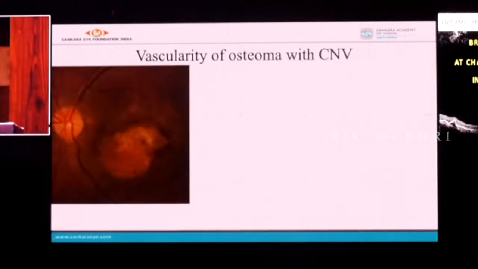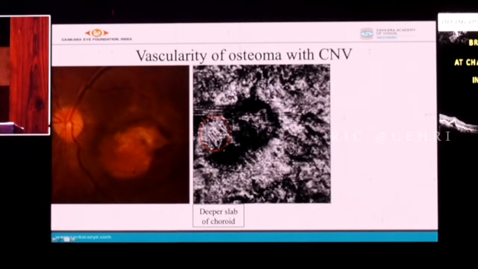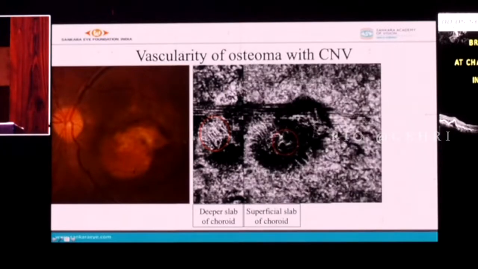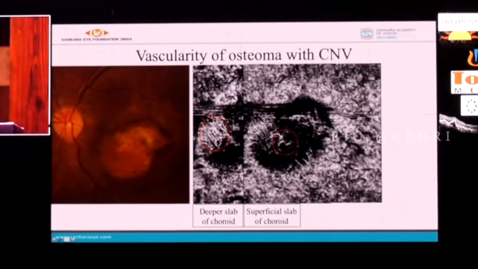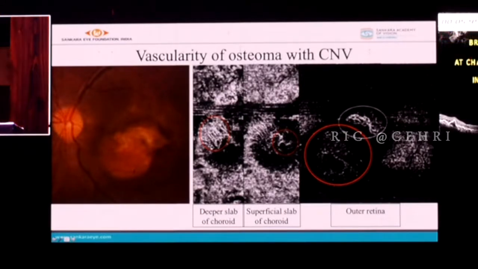Let's look at the osteoma with the choroidal neovascular membrane. So this gives us much more insight as compared to a fluorescein angiogram. So this is the deeper slab of choroid. You can see a big leash of vessels, but actually you see this is the neovascular membrane, and this is the tumor, and here you see a deep leash of vessels. And if you come to the superficial slab of the choroid, it becomes something like a feeder vessel, and this is actually the CNVM. So the feeder to the CNVM starts somewhere in the deeper part of the choroid, travels to the superficial part, and then feeds the CNVM.